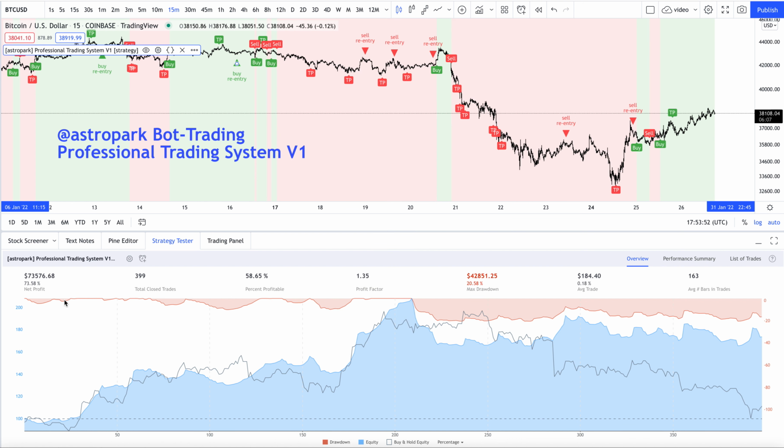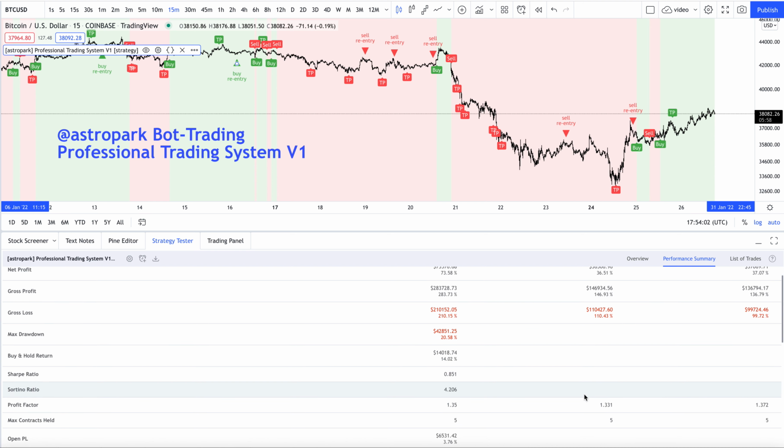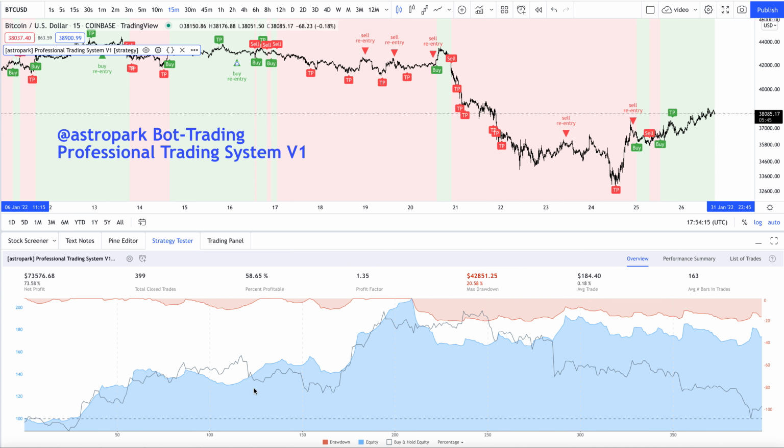So this is the return, almost 74% with a max drawdown of 20%. For people who love the Sharpe ratio, it is almost 1. Sortino is 4.2. So this is a very good strategy. This black line is the example if you just buy and hold Bitcoin without trading it, and you can see that in this specific time frame, this strategy is outperforming Bitcoin.